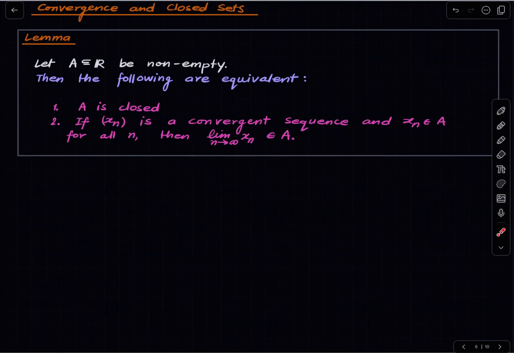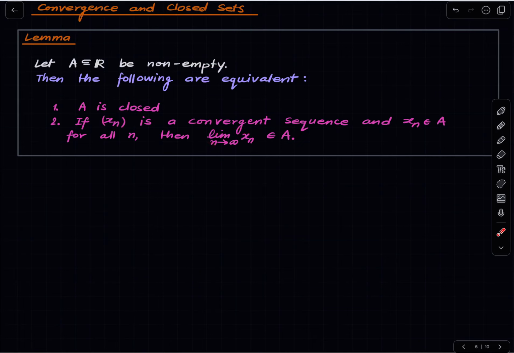Now, for convergence, this is kind of the first somewhat non-trivial fact that we are going to prove. So there is a connection of closedness with limits of convergent sequences. So what is it? You pick any non-empty subset of the reals, then these two statements are equivalent. The first is that A is a closed set. The second is that whenever we pick a sequence of real numbers such that each element of the sequence is in A, in other words, we are picking a sequence in A which is convergent, then the limit of the sequence will remain in A.